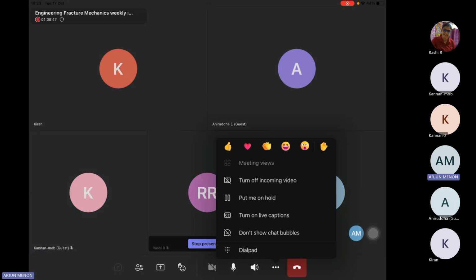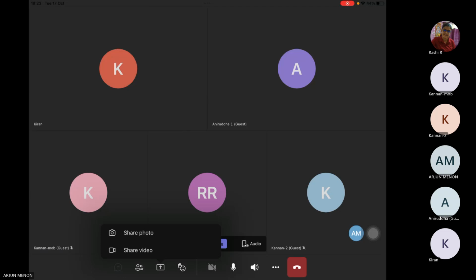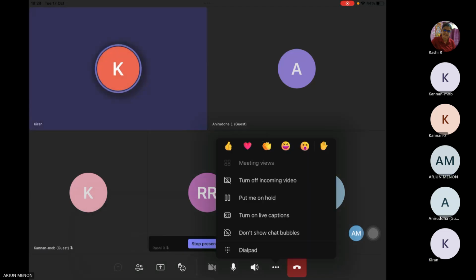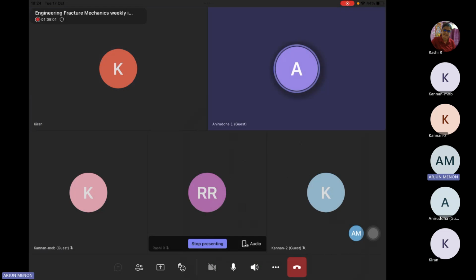There is a chat box. Yeah, there's no... Yeah, if you see... no. Chat box is not there. Huh? I mean, since I'm presenting, I'm able to.